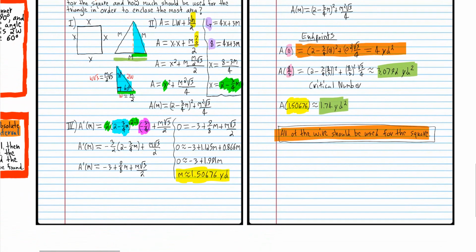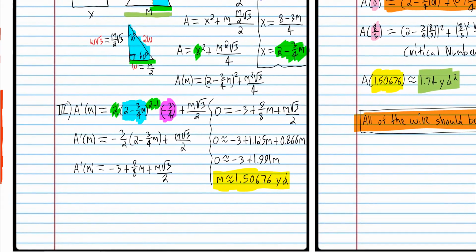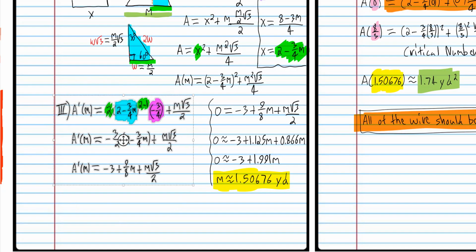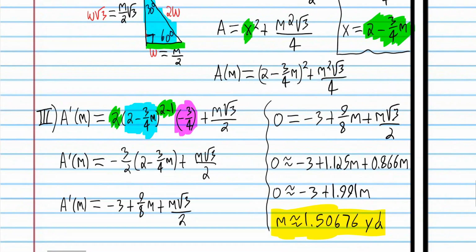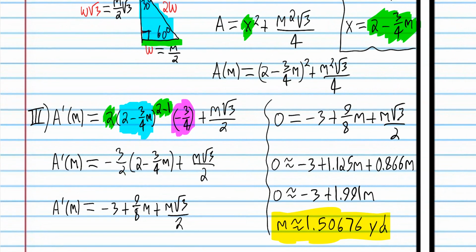And I noticed that I didn't write step number 4. I forgot to do that. So when we set the derivative equal to 0, that was technically step number 4.